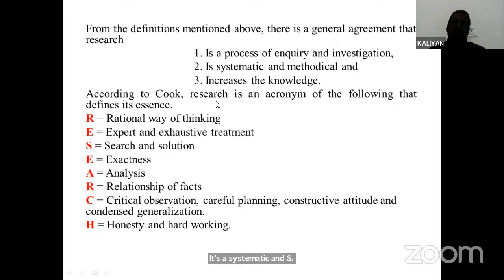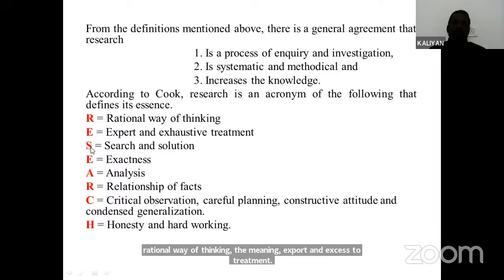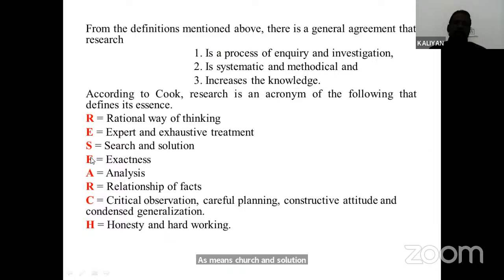There is an educator, Cook, who gave an acronym for research, where each letter has a different meaning. R means rational way of thinking, E means expert and exhaustive treatment, S means search and solution, E means exactness, A means analysis or relationship of facts, C means critical observation, H means honesty and order.